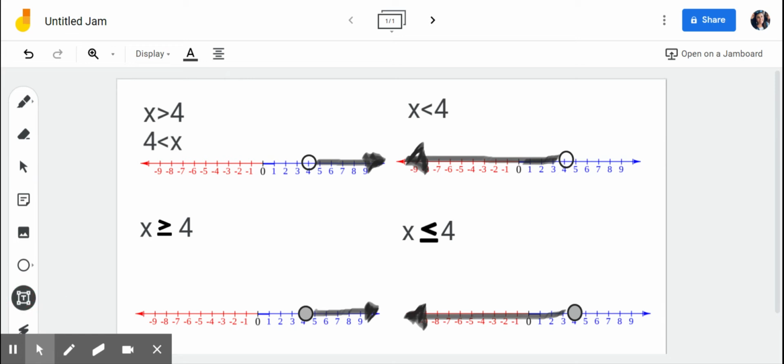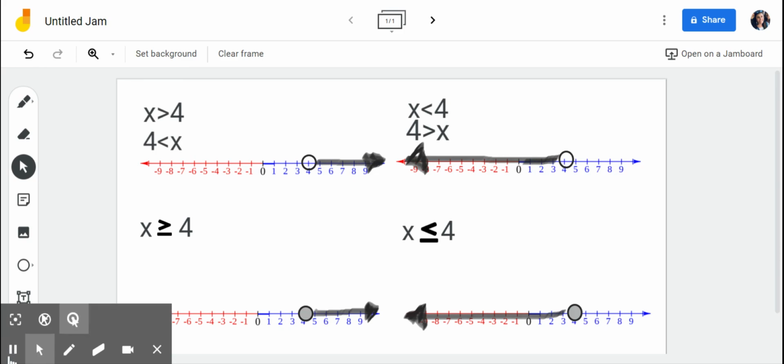And then again, just to show you for this one, that would be like saying 4 is greater than x. x is still on the closed side of the inequality. So 4 is greater than x is the same as x is less than 4. So just so you know, you can flip the inequalities like that as long as the inequality sign is flipped correctly as well. Okay, so that is your review on how to graph inequalities.